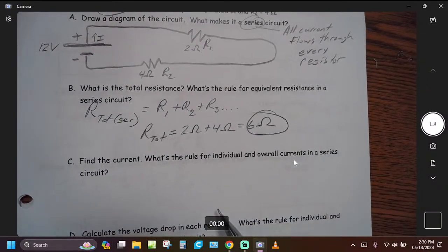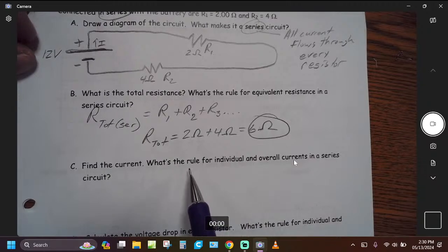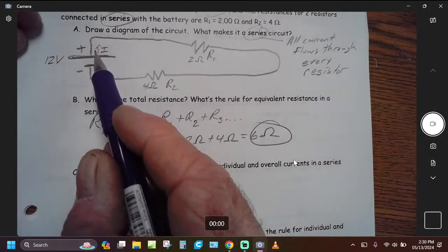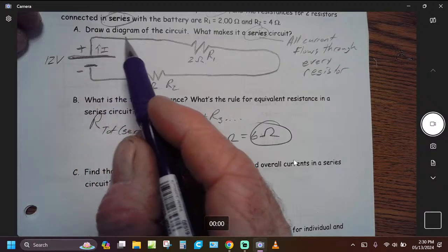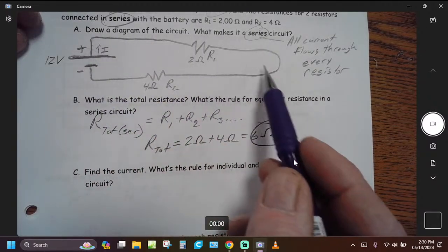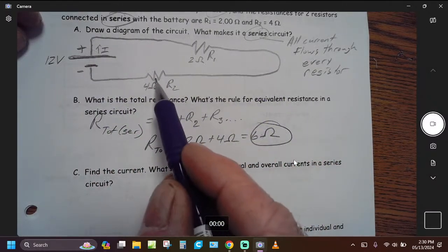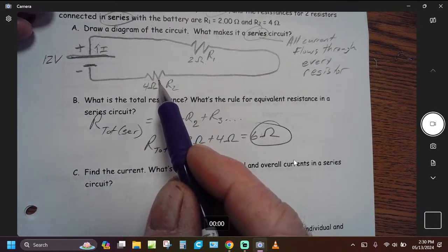Okay, current. Find the current. So we're going to find the current coming out of here, and then we're going to find the current going through here, and then we're going to find the current going through there. Current's easy for this one. Why?